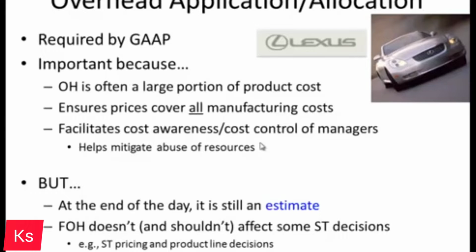Allocating overhead also facilitates cost awareness and cost control on the part of the managers, and it helps mitigate the abuse of resources. But at the end of the day, the allocation of overhead to a given product is still an estimate. It's an estimate because we can't know for certain the exact quantity of resources that are being consumed by a given product. The overhead allocation is a simplification process that's going to allocate a portion of overhead to every given product.